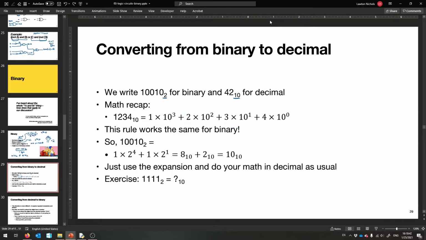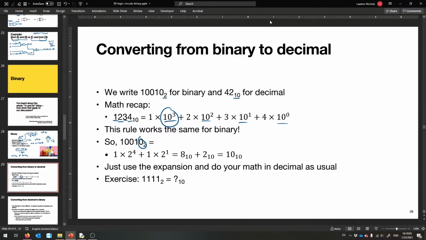So it's 1 times 1,000, 2 times 100, 3 times 10, and 4 times 1, yeah? So it just so happens that this works exactly the same for binary. You just replace the base, yeah? So instead of 10s everywhere, it's 2s everywhere, okay? So that's the key, and you work from right to left as usual.